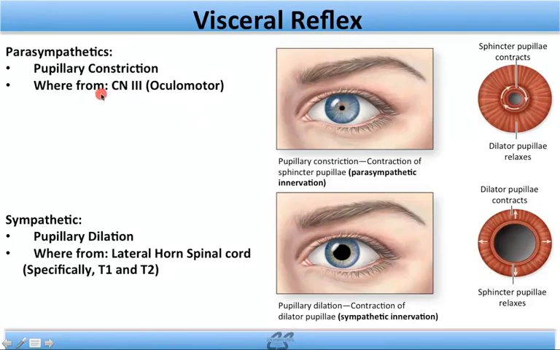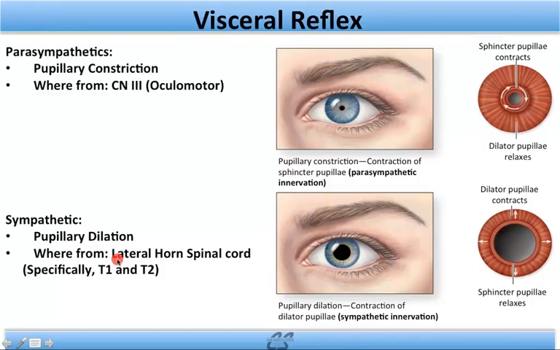So, where's that coming from? It's coming from cranial nerve 3, which we learned was a parasympathetic cranial nerve. If you remember, cranial nerves 3, 7, 9, and 10 give us parasympathetic innervation. 3 is oculomotor because it's going to the eye. On the other hand, if we want to dilate the pupil, that's not a parasympathetic function or reflex. That's a sympathetic function or reflex. And ultimately, where's that going to come from?